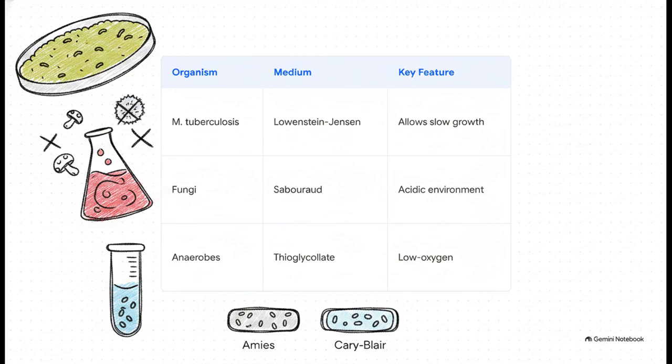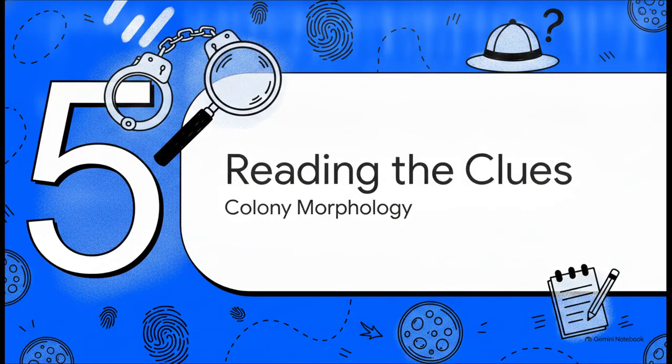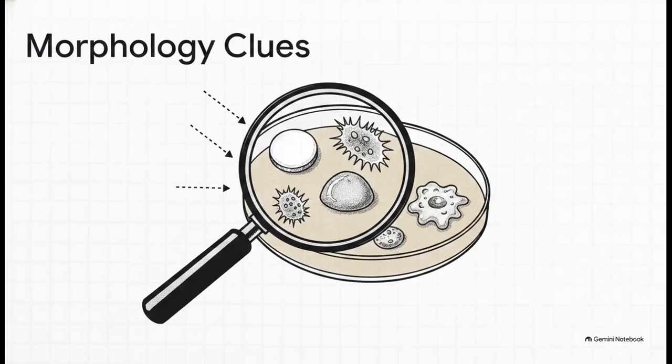For anaerobic organisms that literally die in the presence of oxygen, you use thioglycolate broth, a reducing medium that creates a safe, low-oxygen environment. And if you just need to transport a specimen across town without the bacteria multiplying and ruining the ratios, you use transport media like Amies or Cary-Blair. It's all about picking the perfect environment for the job. Section 5. Reading the clues. After the incubation period is over, the scientist examines the physical mugshot of the bacterial colony.